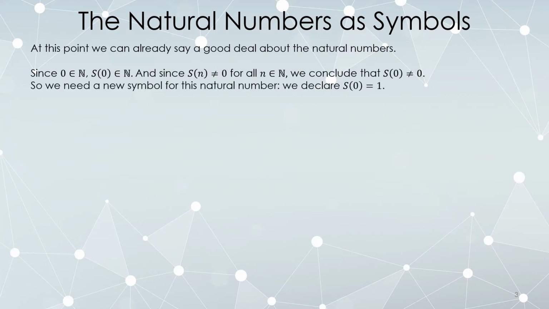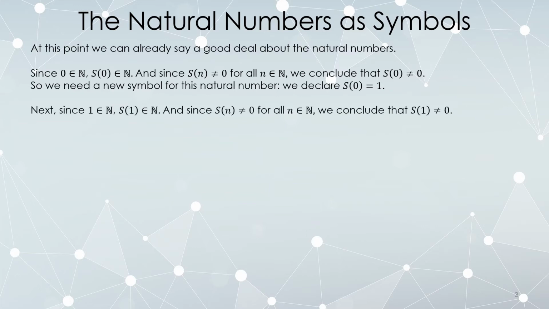So whatever the successor of 0 is, we need a new symbol for it, and we're going to give it the number 1. We're going to use that symbol as standing in for whatever the successor of 0 is. Next, 1 is a natural number, and therefore its successor must be a natural number. However, its successor cannot be 0. Okay, so whatever the successor of 1 is, it can't be 0. How do I know this? Because one of our axioms was nothing has a successor which is 0. The successor of any number cannot be 0, so whatever the successor of 1 is, it's not 0.